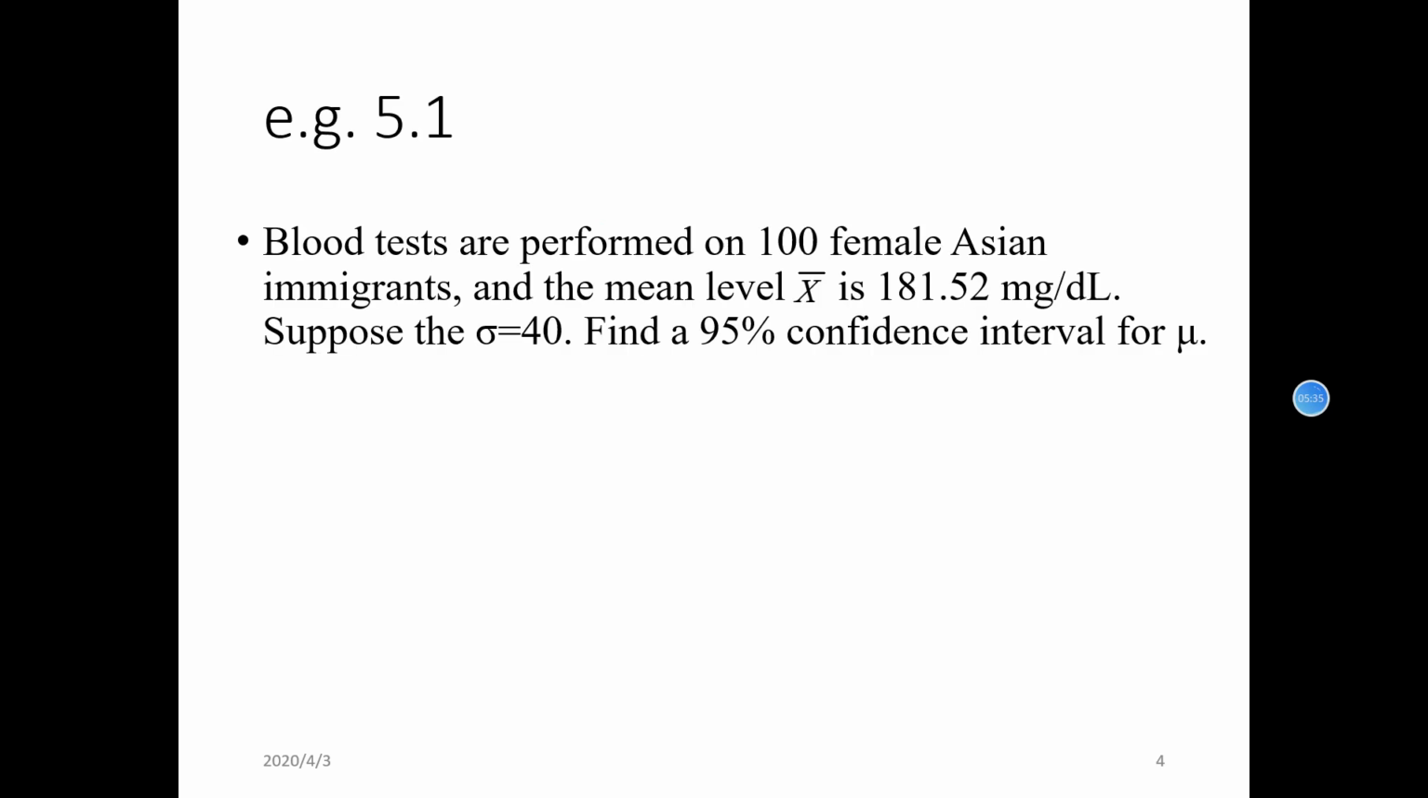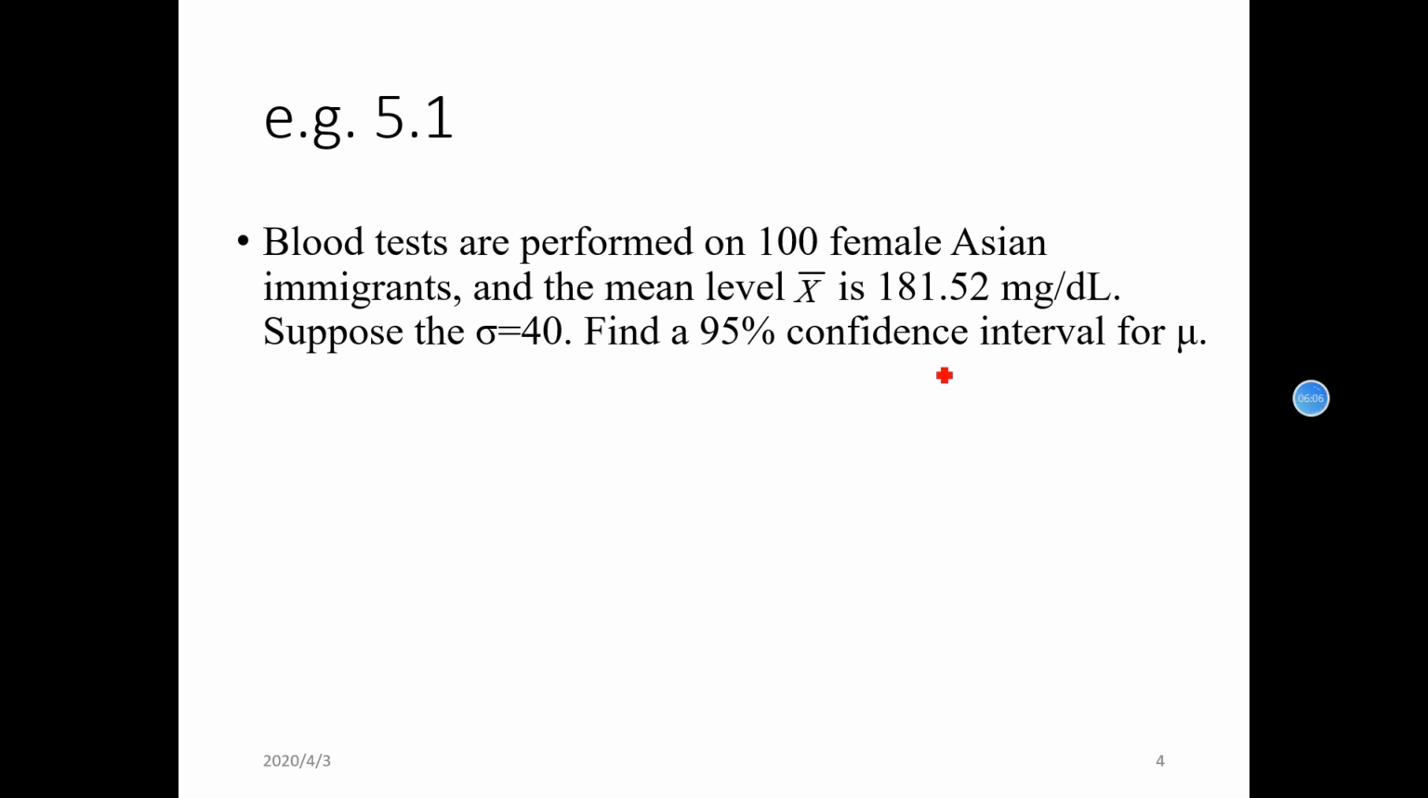Okay, let's see some examples. In a blood test, 100 female Asian immigrants were tested, and the mean level X bar is 181.52. Suppose sigma is 40. Find a 95% confidence interval for mu.